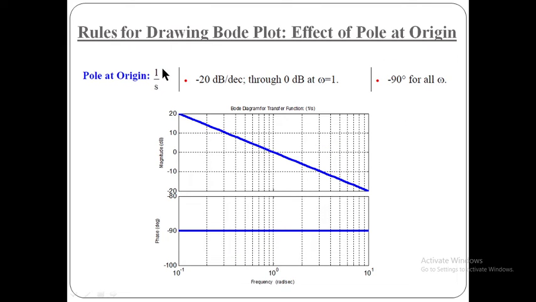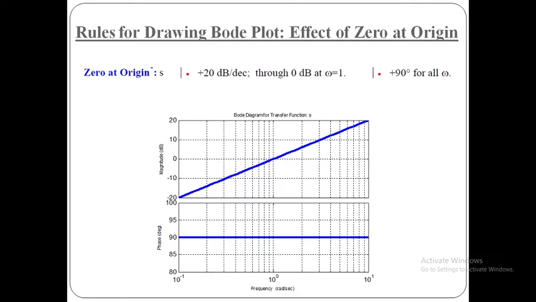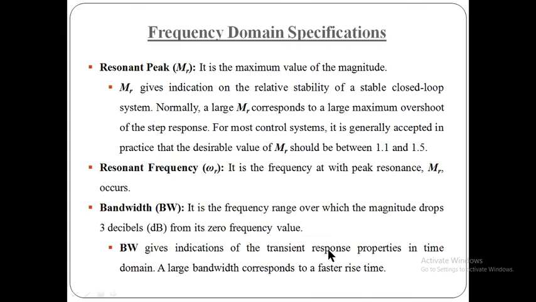Similarly, these are the rules when we are getting the value of pole as 1 upon s. We will get graphs like this, you can see on your screen. When we are having the 0 at origin s, then at that time the graphs are like this, you can see on your screen. Then these are the frequency domain specifications.